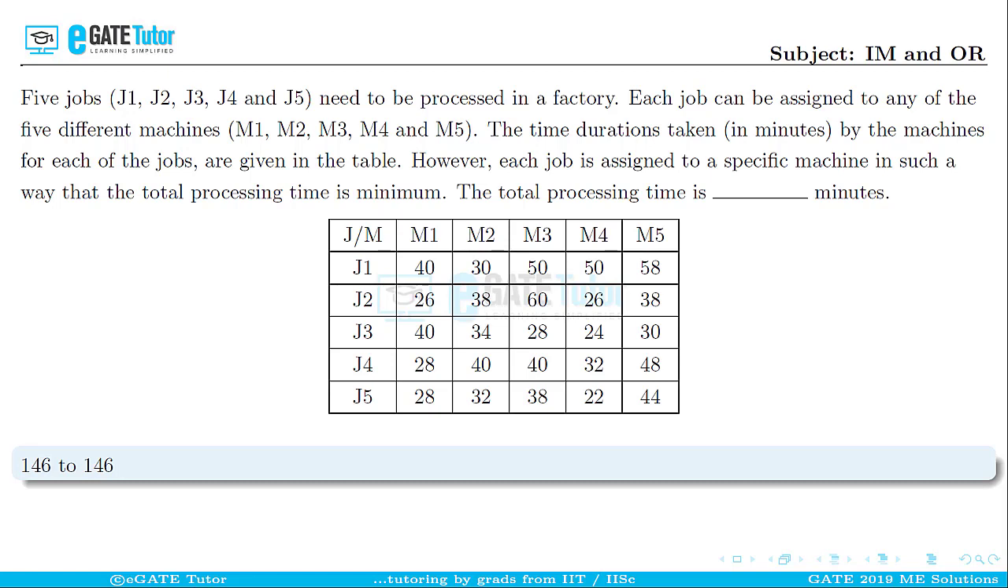The total processing time is. So for this assignment problem, the accepted answer range is given as 146 to 146. We can consider this as an assignment problem because there is a statement in the question that each job is assigned to a specific machine in such a way that the total processing time is minimum. So this can be taken as a hint for this to be considered as an assignment problem.